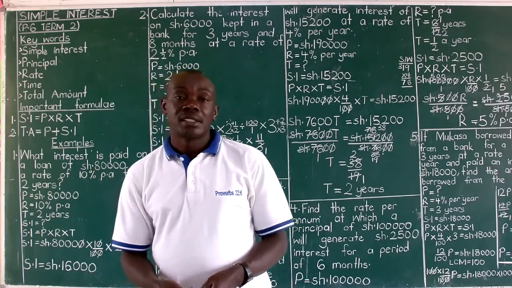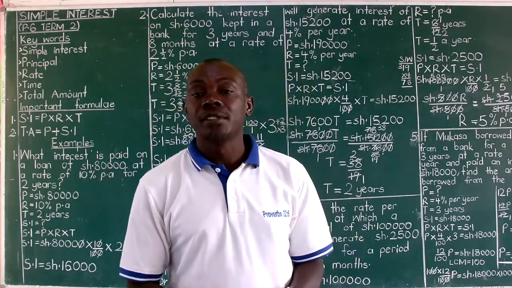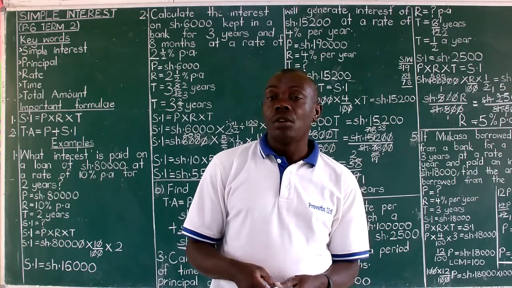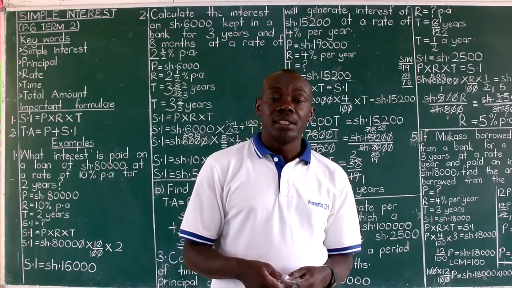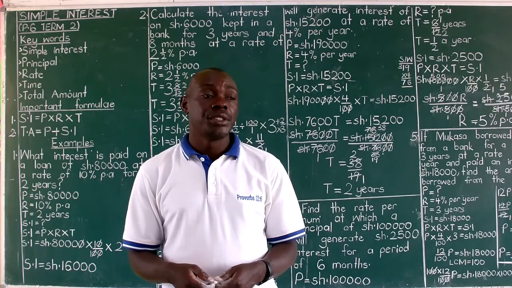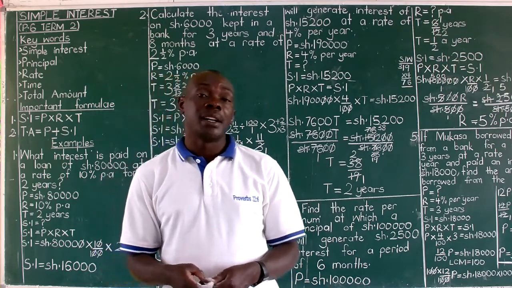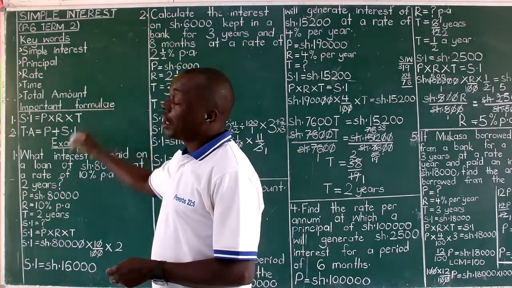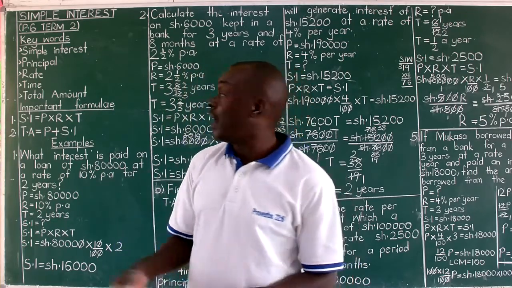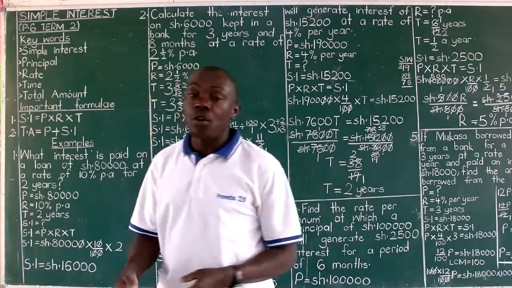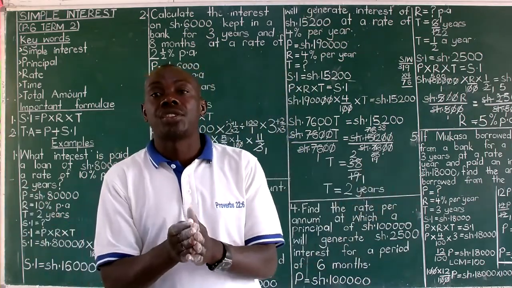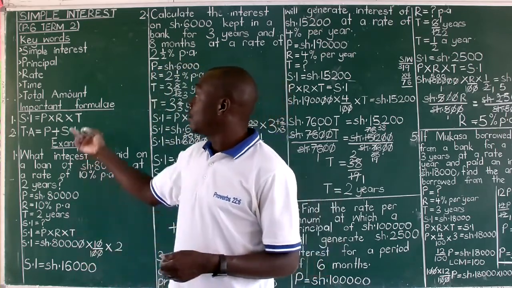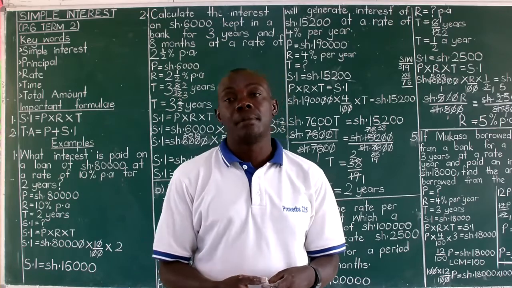Then time is the period one spends with the borrowed money. That's the period one spends with the borrowed money. Or time is the period one's money spends in the bank onto one's account. That is time. Then total amount. Total amount, like the word total suggests, is a combination of 2 things. That is principal and simple interest. So total amount equals principal plus simple interest.